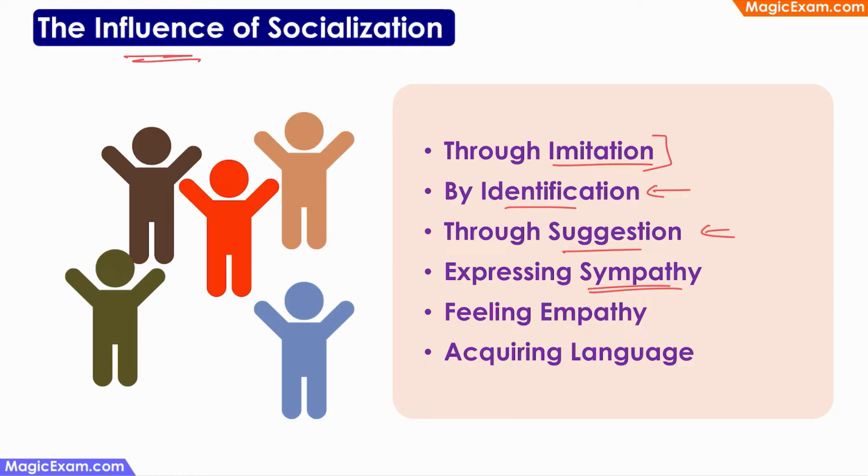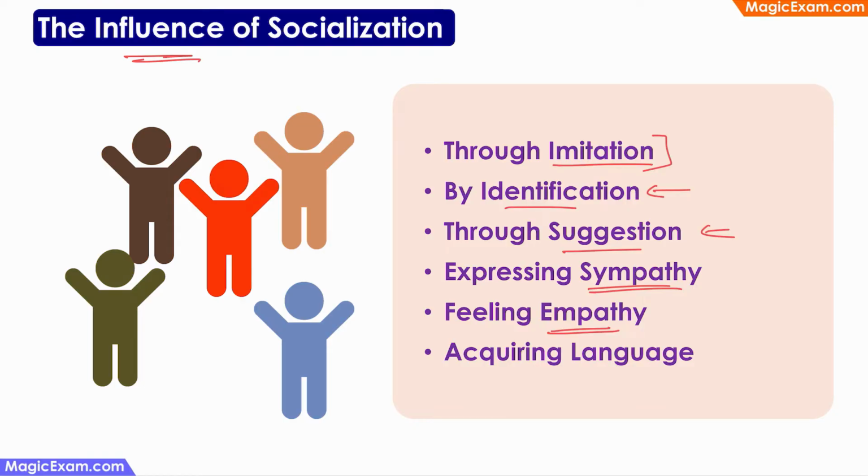For example, if the child is interacting with other children who are from an economically weaker background and they don't have access to the same kind of facilities or the same kind of pocket money that this child has, the child might behave in a sympathetic manner where the child might learn how to share things with others, and the child might feel empathy towards somebody who's going through a difficult situation, and that might change this child's behavior.